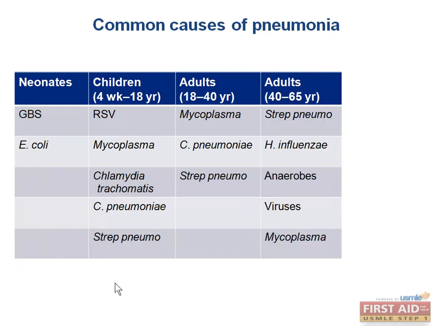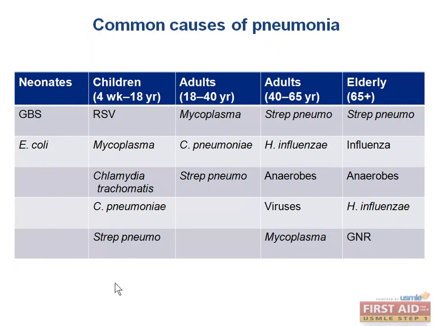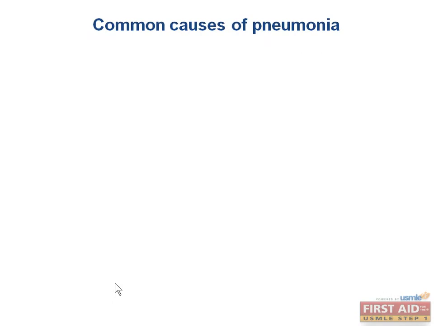Older adults above the age of 40 can also get pneumonia from Strep pneumoniae and Mycoplasma, but are now also likely to get it from Haemophilus influenzae, aka H-flu, anaerobes, and some viruses. Finally, in the elderly, the most common sources are strep pneumoniae, influenza, anaerobes, Haemophilus, and some gram-negative rods.